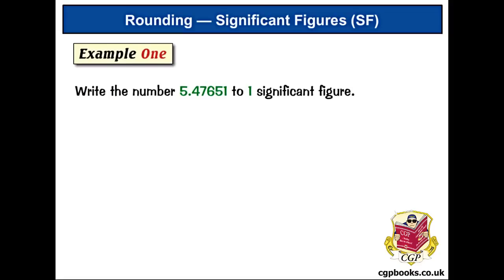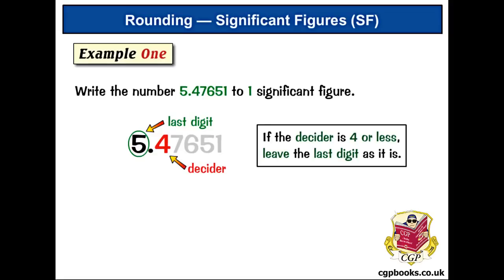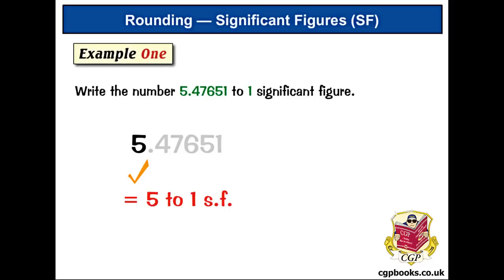Write the number 5.47651 to one significant figure. Okay, so the first significant figure is 5, and we only want one significant figure, so this is also the last digit. So I'll circle that. The decider is 4, and we can ignore everything else to the right. Remember, the decider tells us whether to round up or not. When it's 4 or less, we leave the last digit as it is. So we leave 5 alone, and so 5.47651 is 5 to one significant figure, or SF for short.